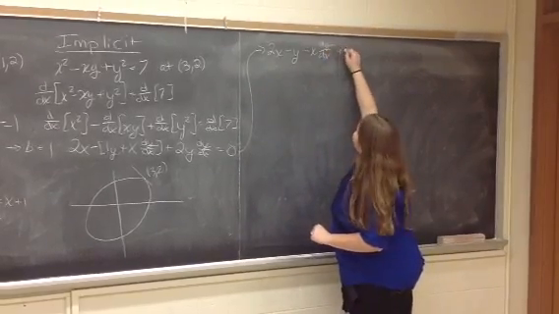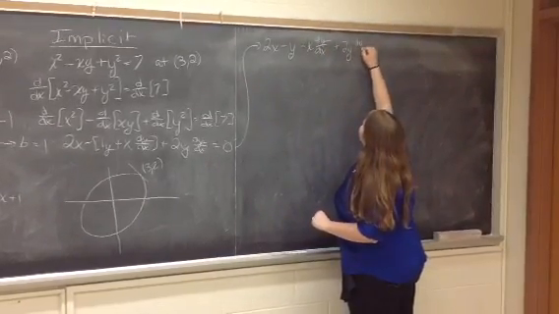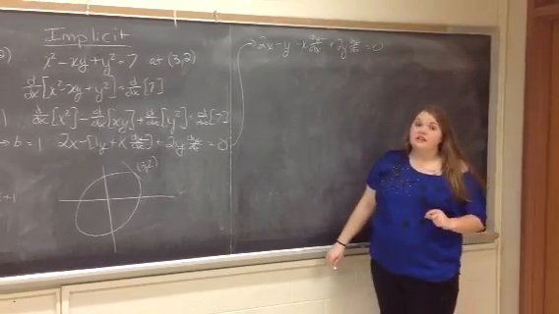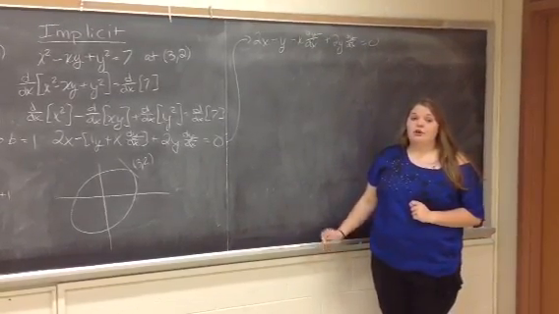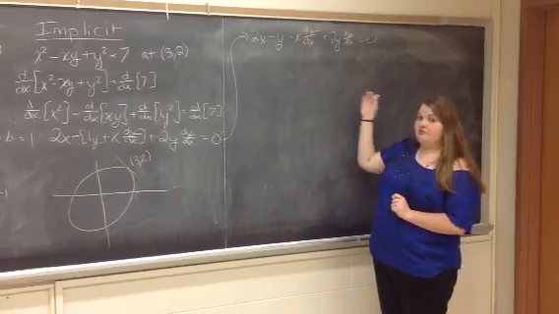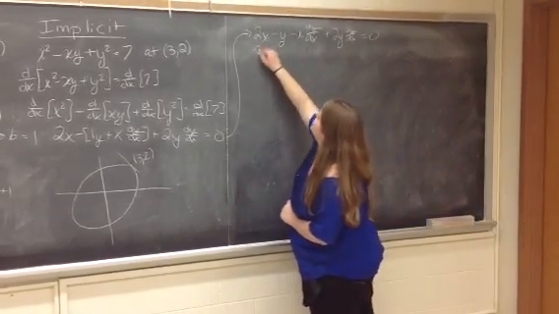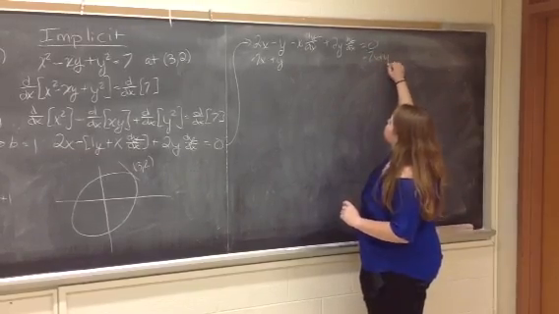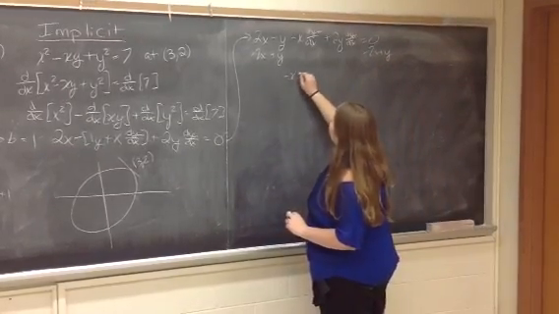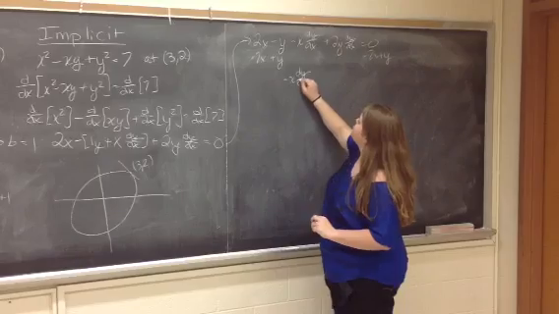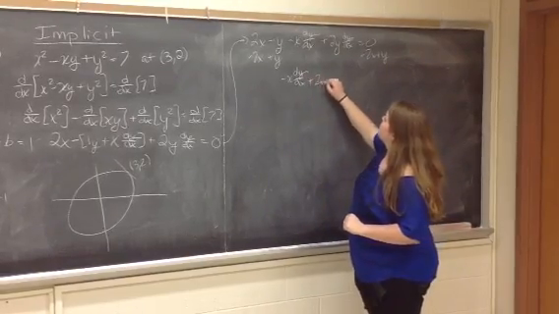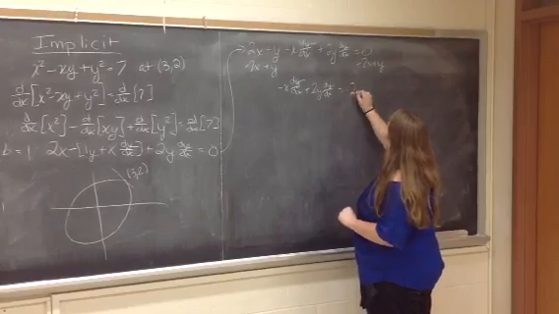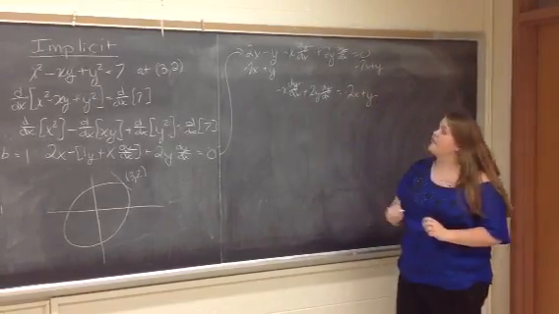We get this is equal to 0. Now, in order to solve for dy/dx, we want to move all the non-dy/dx terms to the other side. So we'll subtract 2x and add y, which gives us negative x dy/dx plus 2y dy/dx is equal to negative 2x plus y.